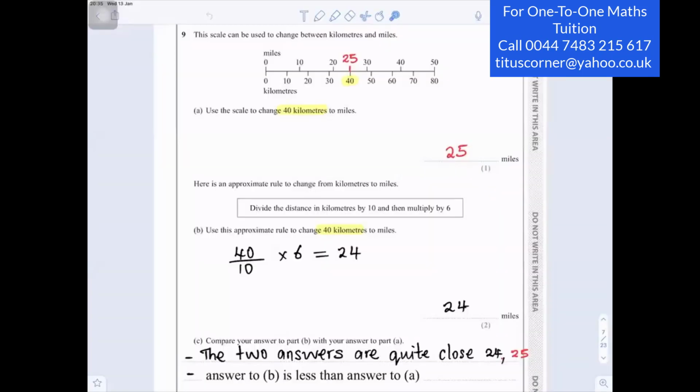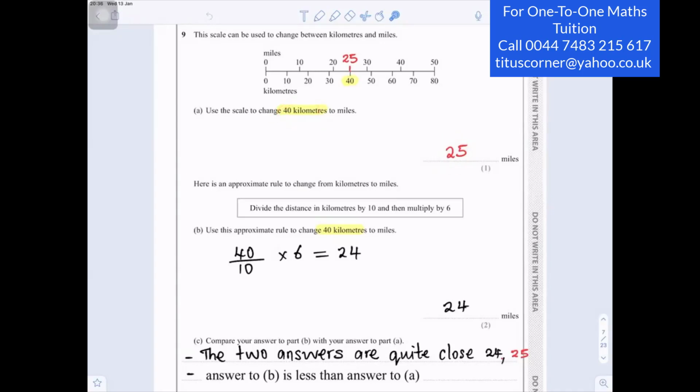Question number 9. This scale can be used to change between kilometers and miles. Miles at the top, kilometers at the bottom. Use the scale to change 40 kilometers to miles. So you locate 40 kilometers and you will see in miles it is up there between 20 and 30. So it's 25 miles. So 40 kilometers is 25 miles.